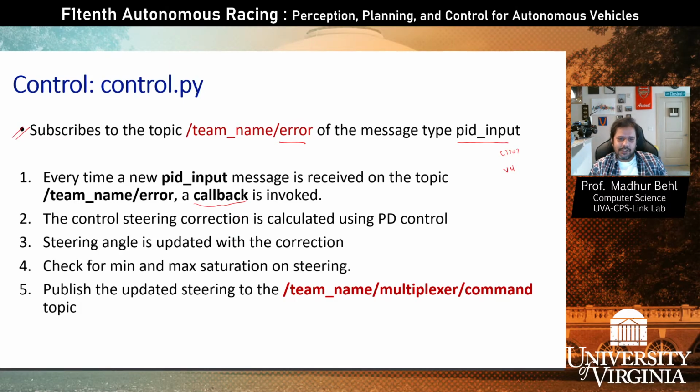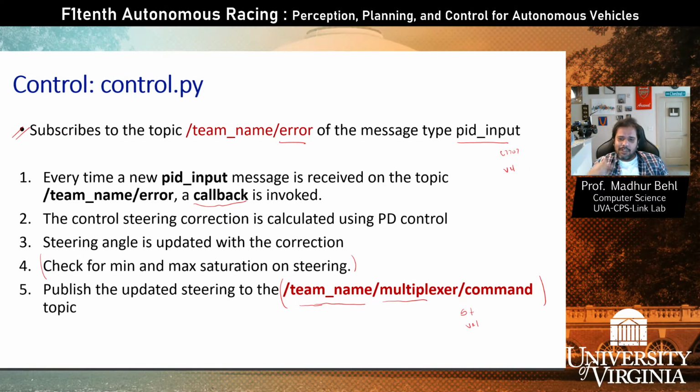In that callback function, you are going to implement or compute the steering correction using PD or PID control. You're going to update the steering value. You will do some sanity check that the value you compute is within some desired range, and you will publish this value to your team name /multiplexer /command. This topic is visible for every team. This is the topic on which, if you publish your steering angle and your velocity, the car will start moving in response to the values that you publish.